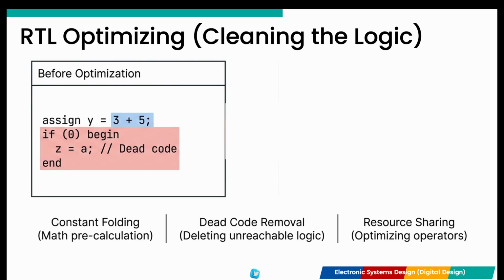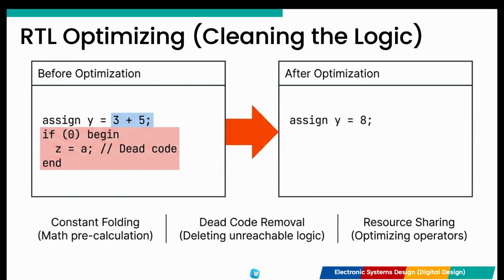Let's take a closer look at what happens during the RTL optimization phase. The synthesis tool acts like an intelligent editor of your code. First, it performs constant folding, which simplifies mathematical expressions involving constants at compile time. For instance, it automatically turns 3 plus 5 into an 8, so it doesn't waste hardware calculating it during runtime. Second, it performs dead logic removal, where it completely strips away any logic paths or branches that will never be activated, saving precious space on the chip.